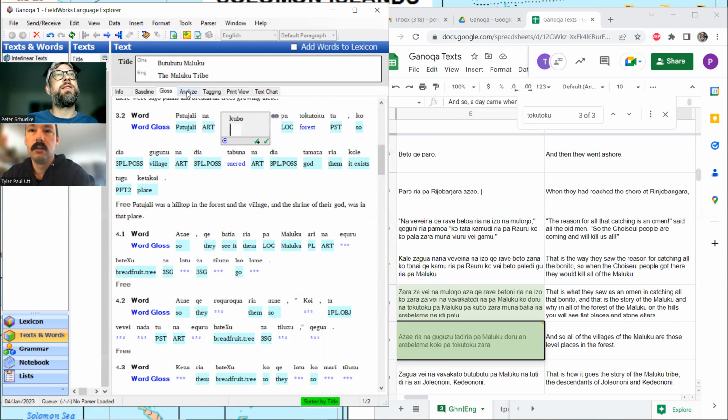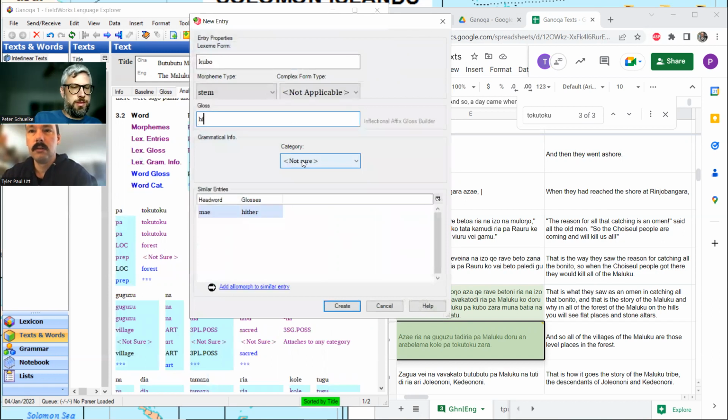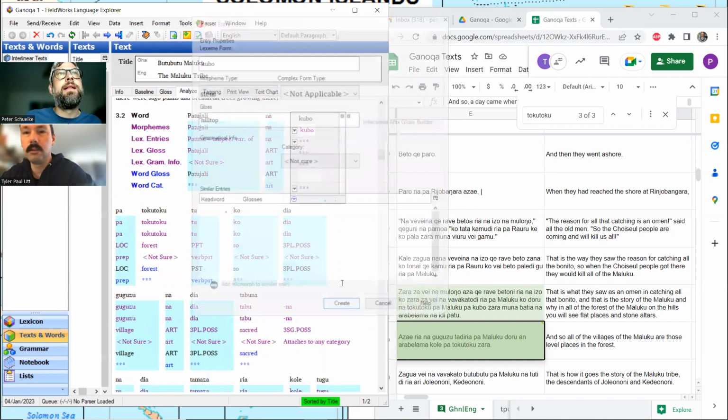We can be pretty confident that kumbo is hilltop, which I'm going to write all as one word. What do you think? I like that. Yes, that's some good spelling.